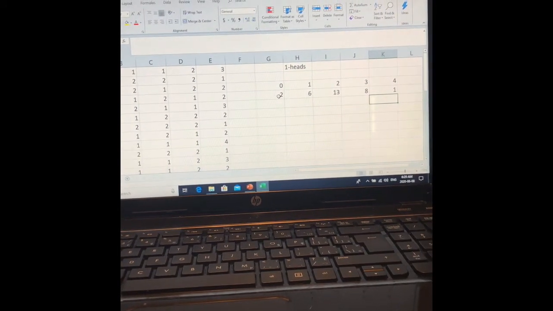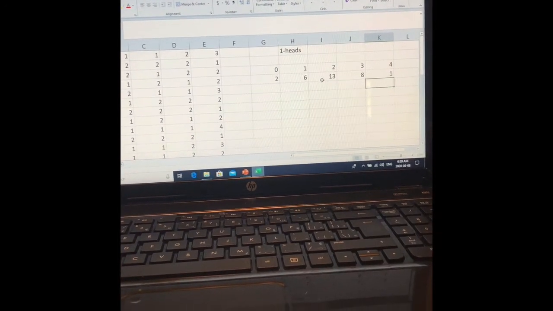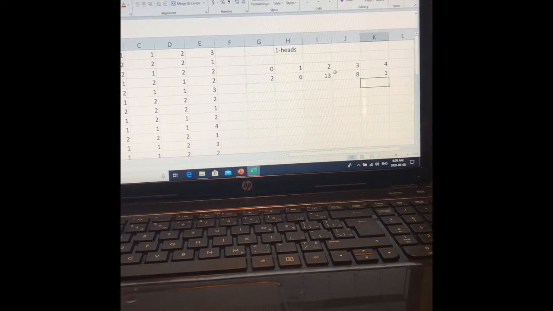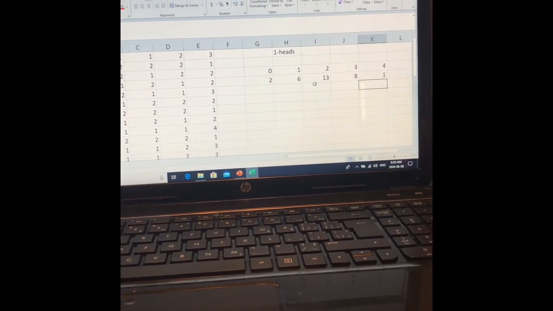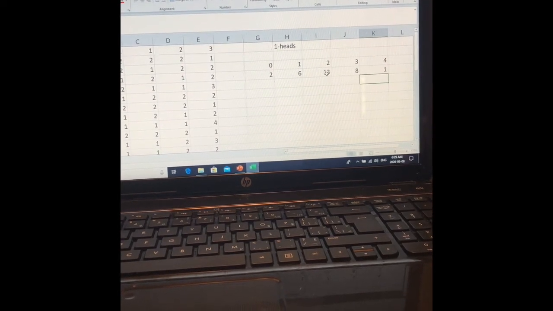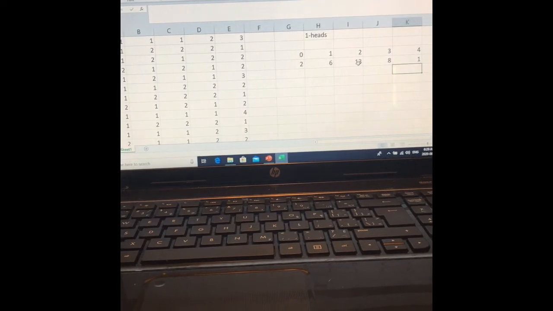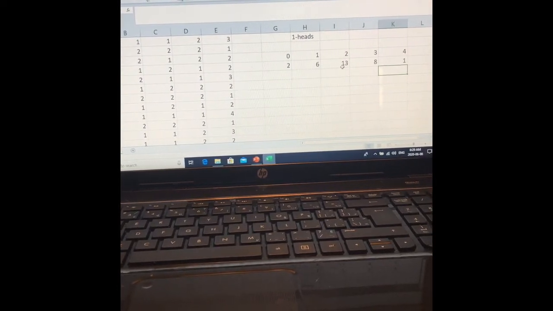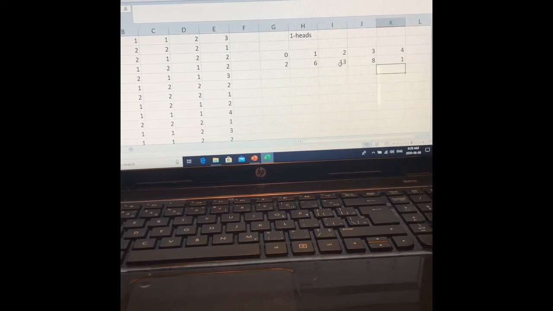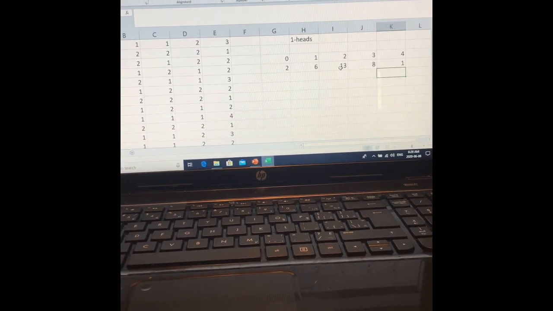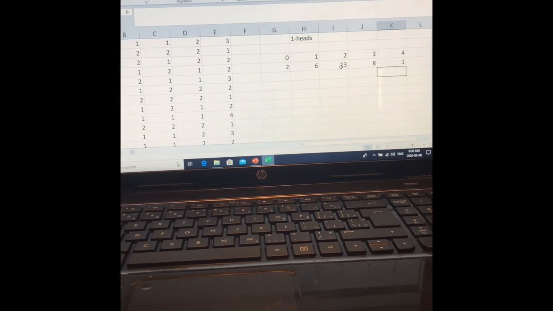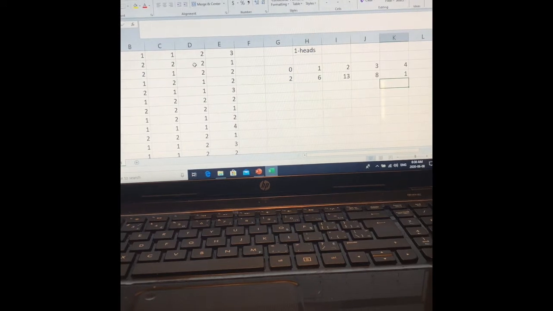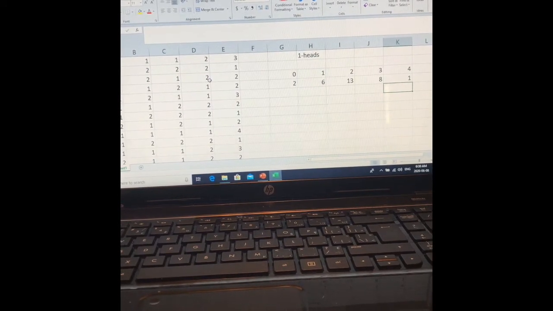So 2 zeros, 6 ones, 13 twos, 8 threes, 1 four. The majority fell at 2, which you kind of expect since you have a 50% chance of heads, 50% chance of tails. It should end up 2 and 2, and 13 times it did happen that way. So that's typical. Again, the program I used, it was rand between, and then I just started using count ifs.